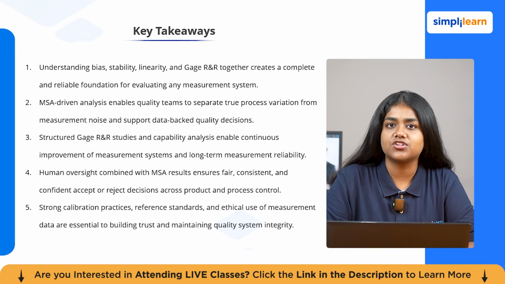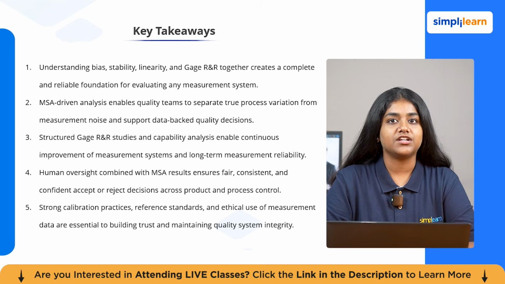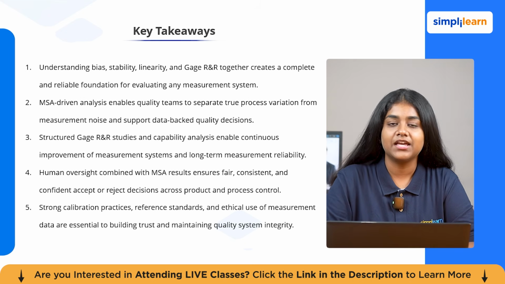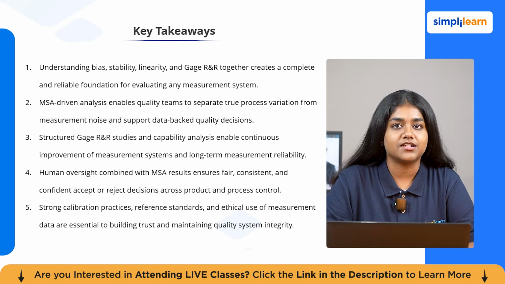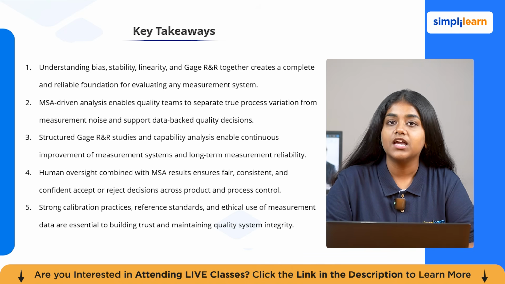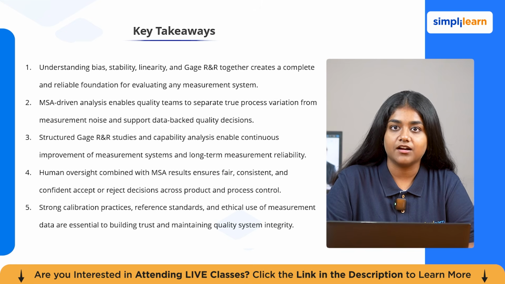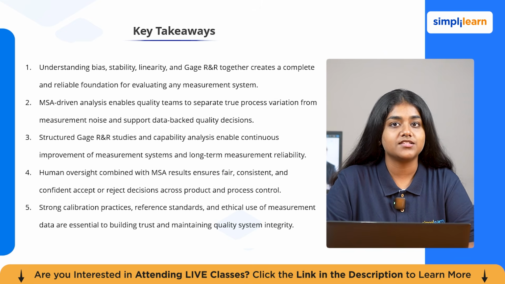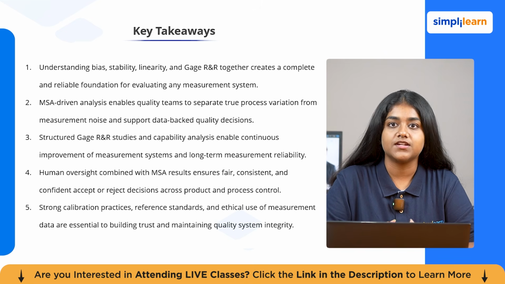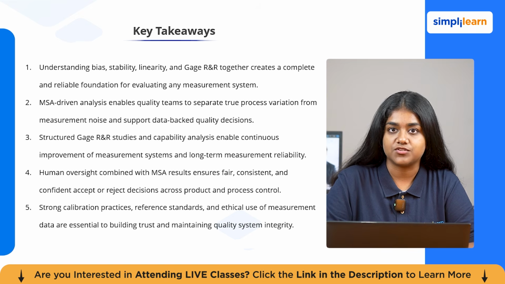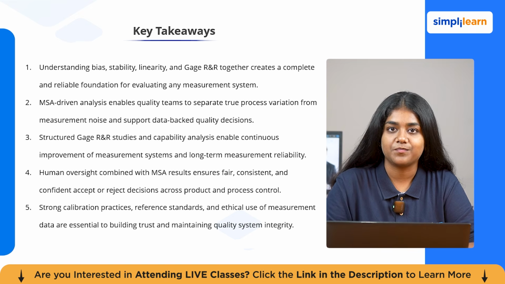We then covered structured Gage R&R studies and capability analysis, which help identify opportunities for improvement in the measurement system. These studies support continuous improvement by showing whether the system is suitable for use and whether it can provide reliable results over the long term. We also discussed the role of human oversight in measurement decisions. Even with strong MSA results, trained appraisers, clear inspection criteria, and responsible judgment are essential to ensure fair, consistent, and confident accept or reject decisions across product and process control.